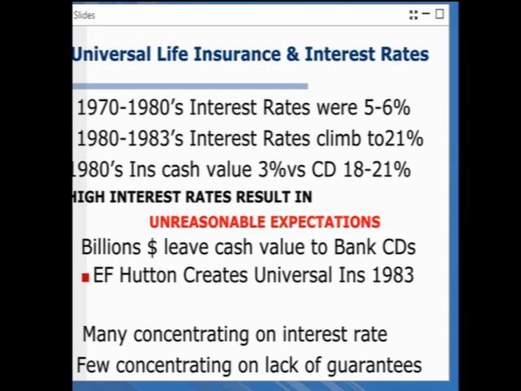It took E.F. Hutton, the investment firm, to create an insurance division, and that insurance division in 1983 first created a universal policy. Within 2 years, 60% of all companies had some sort of a universal policy. So while everyone was concentrating on the interest rates, few were concentrating on the lack of guarantees that the product had. A couple of facts about universal insurance.